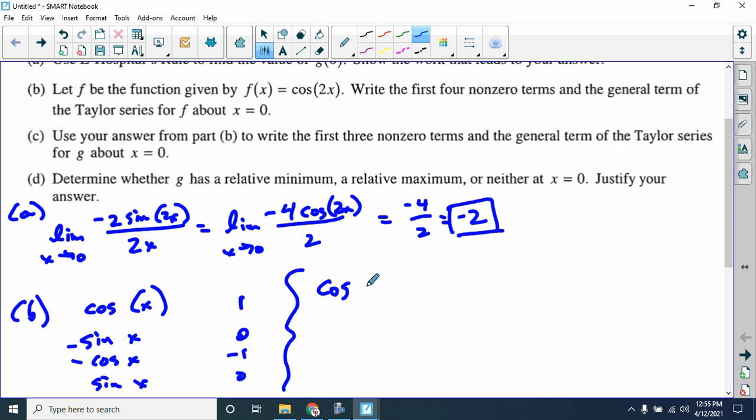So cosine x is 1 plus 0 x minus 1 over 2 factorial for the x squared term. Next one, 0. X to the 4th has a derivative of 1. X to the 5th is 0. X to the 6th is negative 1.